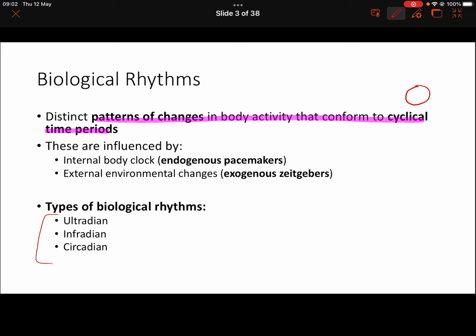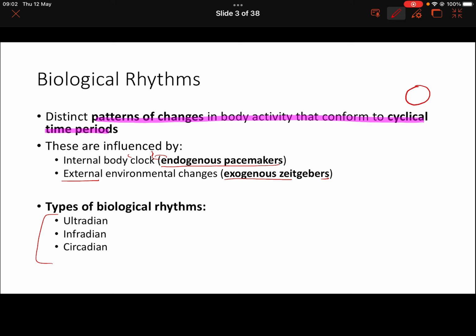These biological rhythms are influenced by two things. They are influenced by endogenous pacemakers. These are our internal body clocks, inverted commas, and exogenous zeitgebers, these external environmental changes.